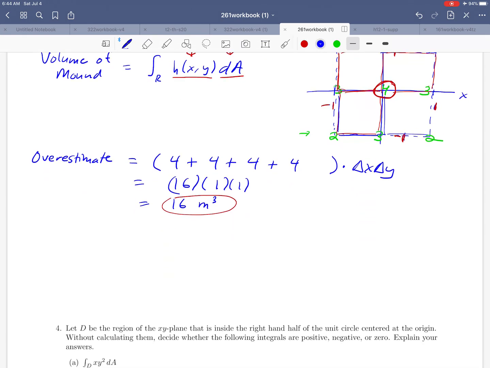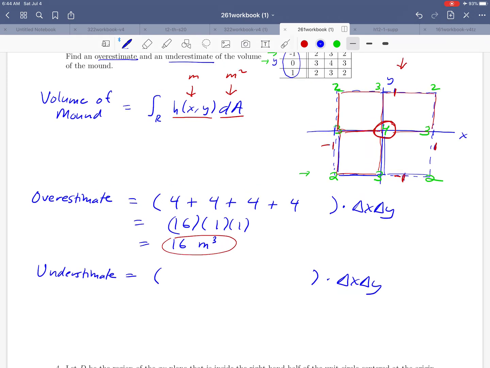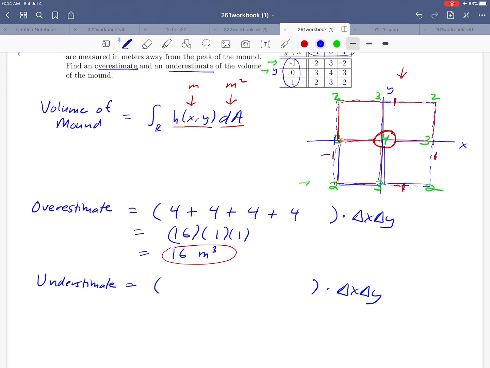For the underestimate, exact same idea. We're going to take a bunch of function values, which are heights, multiply by areas. Now it's about looking at those 4 squares and asking where are the minimum heights in each square. If we start in the upper left-hand corner, out of the heights that you see, what's the minimum height? This time the minimum value is in the upper left-hand corner, it's 2. Then we move on to the square to the right. The minimum height is in the upper right-hand corner, and it's 2.